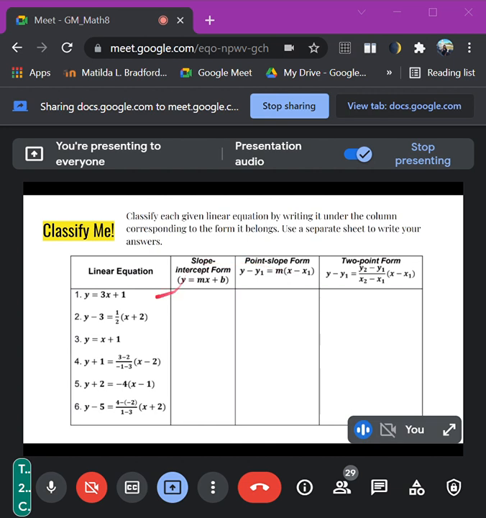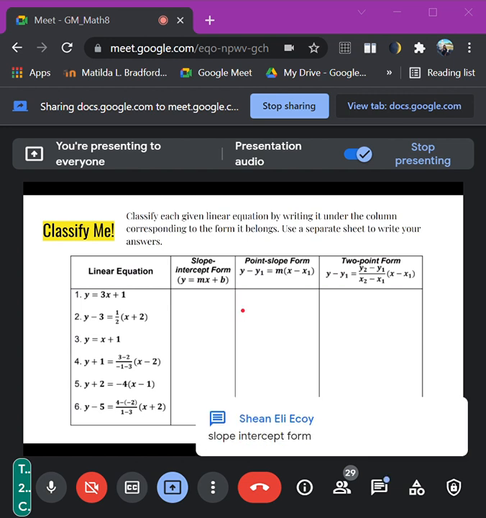So you're just going to look at our linear equation, class, and look at the forms here, to see which one it belongs to. So let's start with number 1. We have here y is equals to 3x plus 1. Where does it belong, class? By just merely looking.